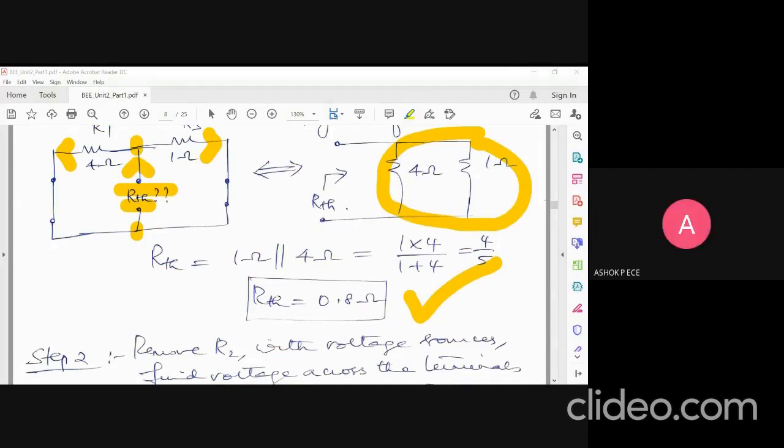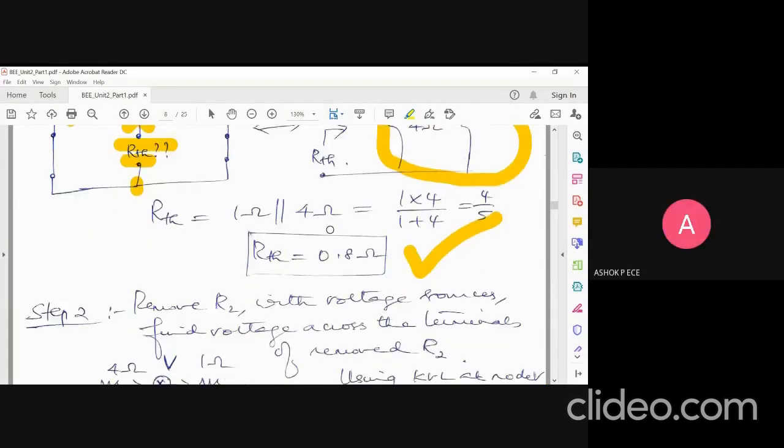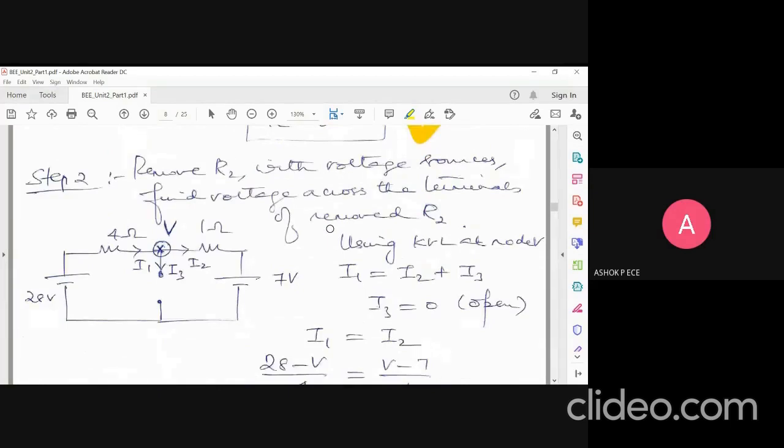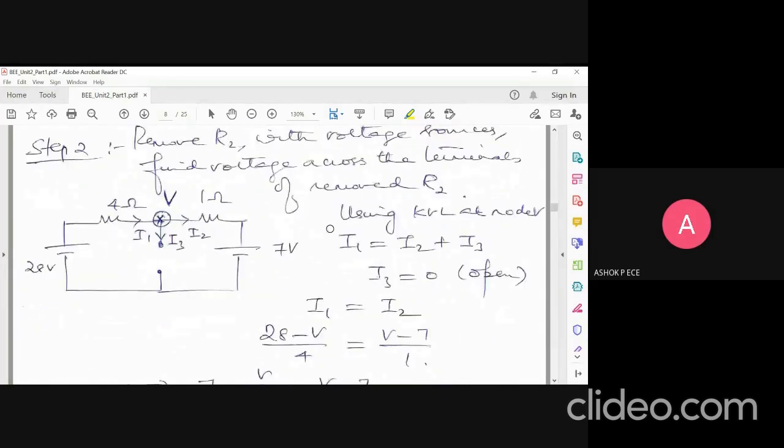So next, we are going to find VTH, the Thevenin voltage applied across the open terminal. See here, I have drawn the diagram. I have included all my sources back. You see 28 volt and 7 volt I have included. The resistances are the same. And I want the voltage at this point, across these terminals.